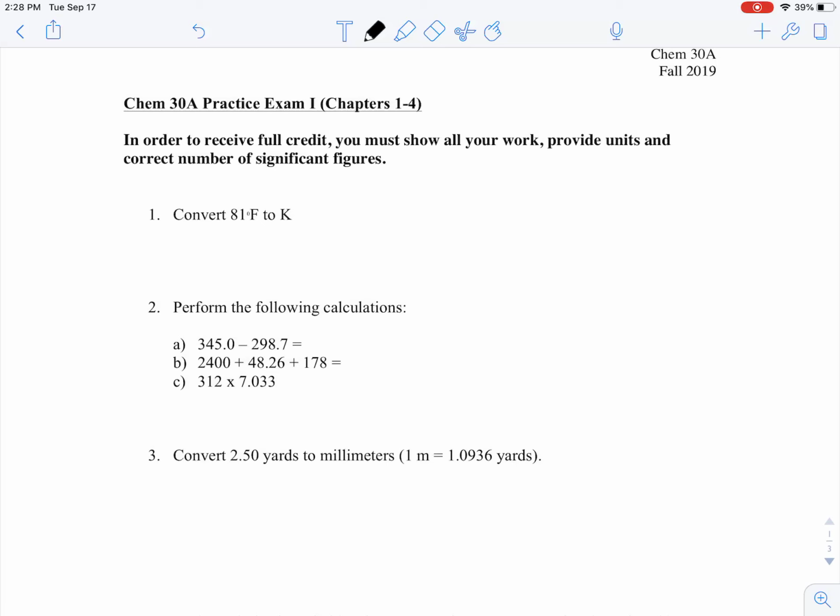Practicing converting temperature, significant figure calculations, and unit conversions. Convert 81 degrees Fahrenheit to Kelvin. So I know that Kelvin can come from Celsius. Kelvin is equal to degrees Celsius plus 273.15. Okay, so that means that I don't have a direct conversion from Fahrenheit to Kelvin.